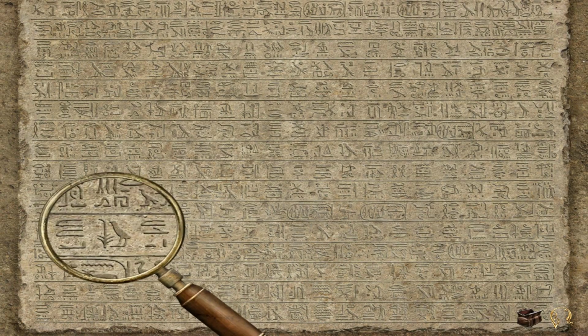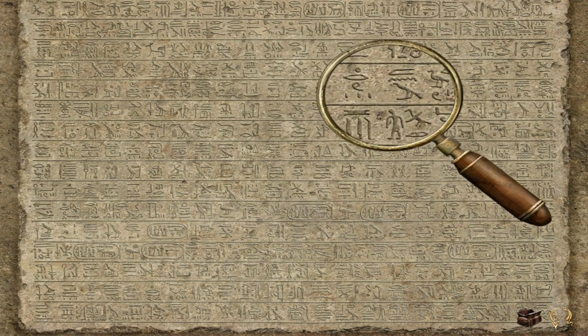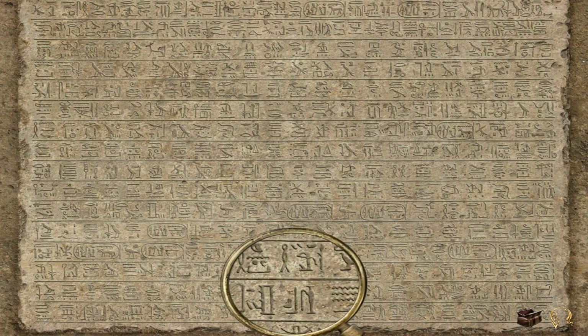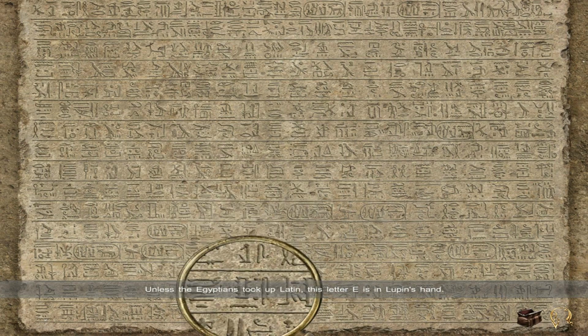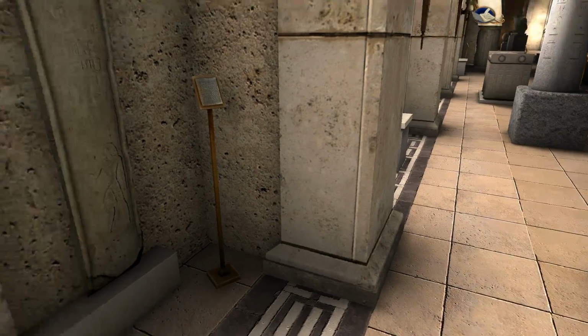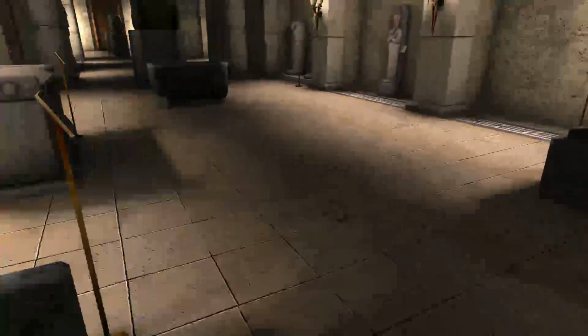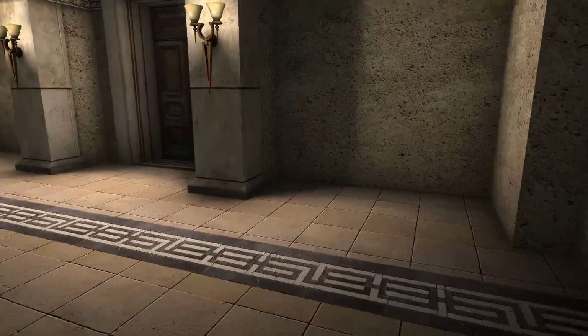Wait, what? So you want me to find a false hieroglyph? Am I meant to know what all the hieroglyphs are off the top of my head? Unless the Egyptians took up Latin, this letter E is in Lupin's hand. Wait, there was an E there? Wasn't paying attention. I'm sorry. Wild clicking. Oh, right. You will see a false hieroglyph which will give you the start. Right, so you head back. We go to section E in the reading room area, library thing. I was just widely clicking at that point.